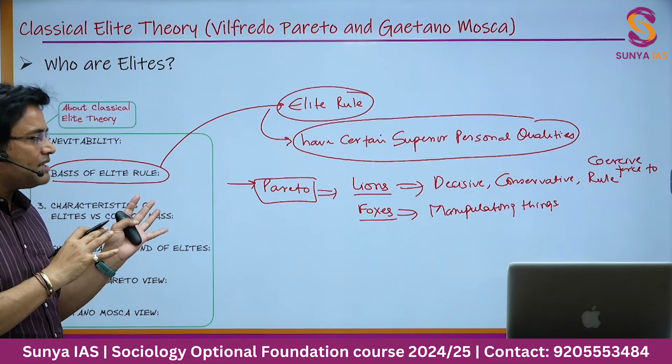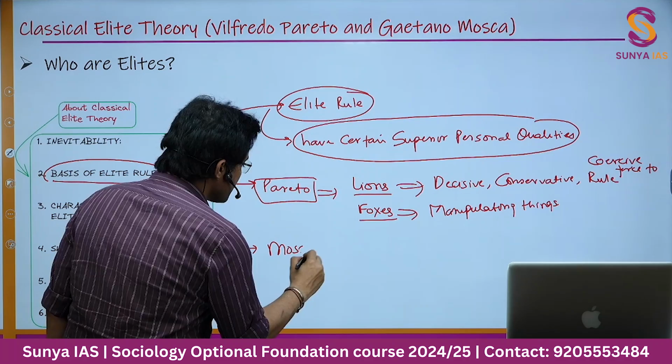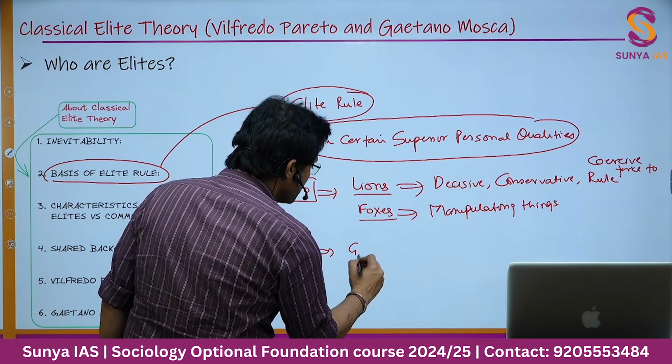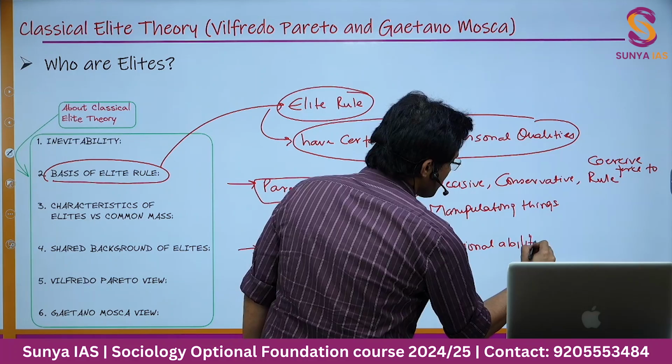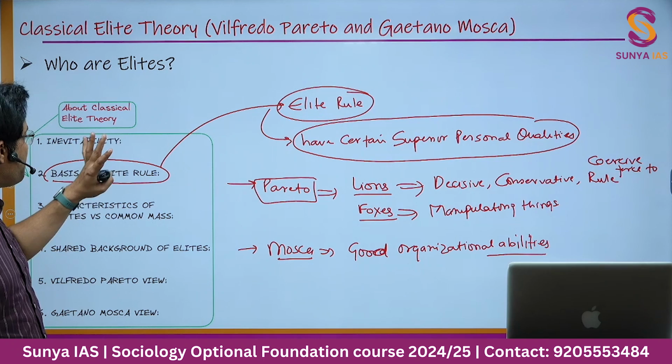Okay, while Mosca says that elites are different. Why? Because they have good organizational abilities, good organizational abilities, right? So this is basically the basis of elite rule.